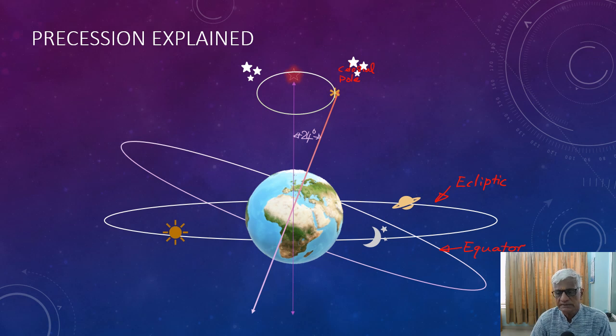After several years of human observation, means one human being cannot observe it. If you keep on carrying it on down the generations, after several thousand years, you will see that the present Dhruva Nakshatra has actually not there pointing to the north, but a new star has appeared.